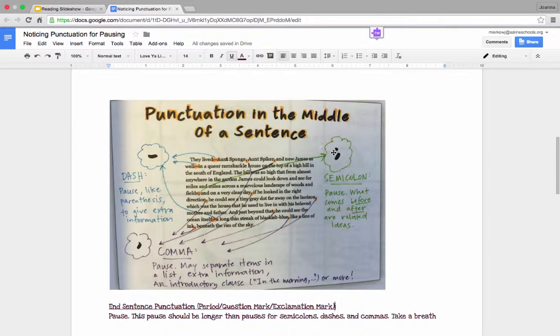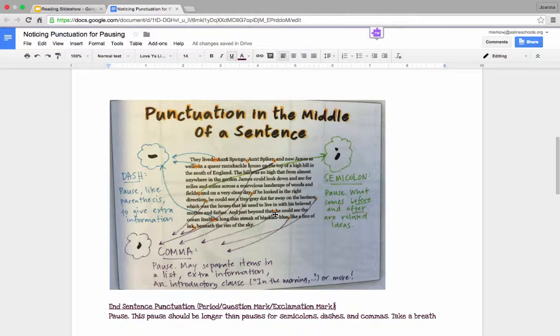This is a semicolon, when there's a dot and a comma. We pause, we think about what comes before and after our related ideas in these sentences, and we think about commas. We pause at commas because commas can be used to separate items in a list. They can give extra information. They can also be kind of like an introductory clause when you say in the morning.